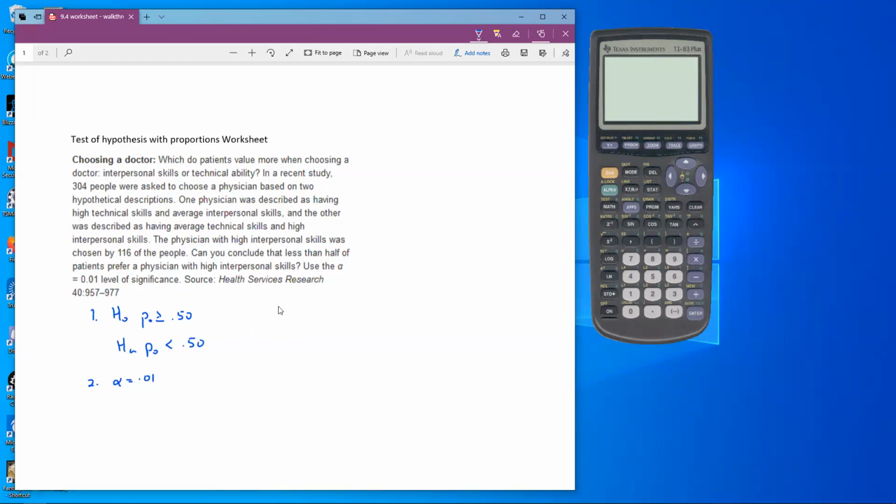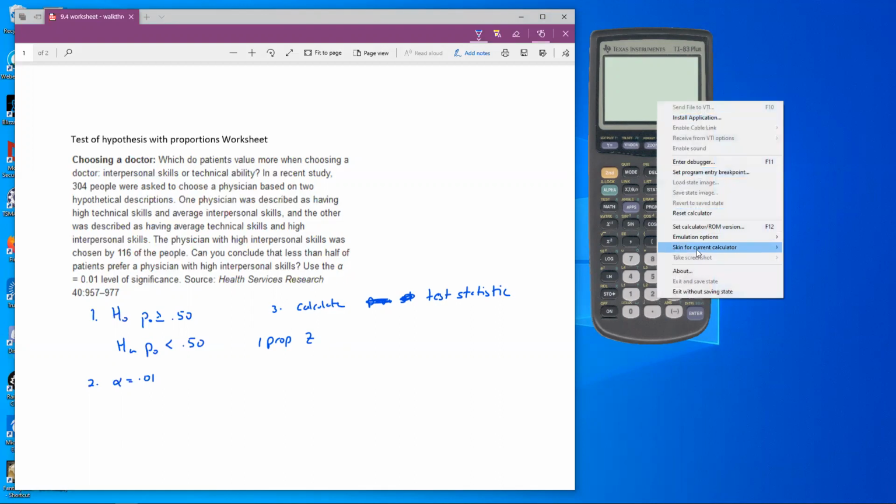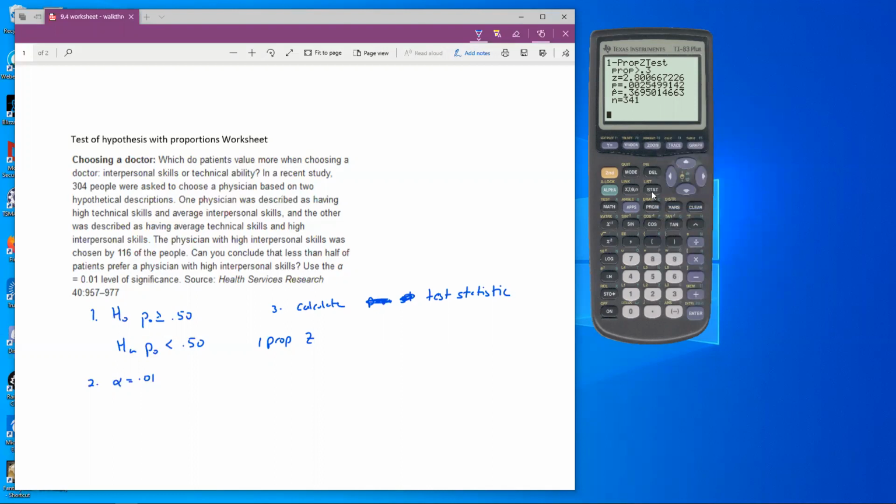Now our third step is we're going to calculate with the calculator our p-value and our test statistic. This is a 1 proportion z-test. So let's go over to the calculator, which is why I have this whole thing done here so it's clear. Let's go ahead and reset. We're going to go over to stat, to tests, and we need to go down to 1 proportion z-test. Enter. Now we're going to figure out what we're going to type in here.